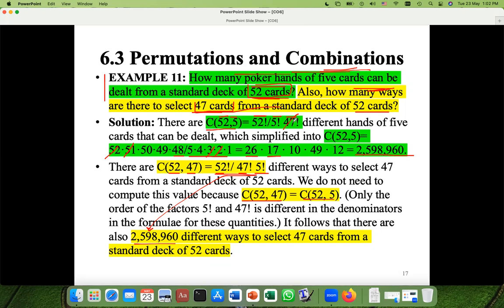Because here 47 factorial is after, 5 factorial is first. There 47 is first, 5 factorial is after. So there is only a minor difference of just locations. Difference of locations in these two terms. So you can write it and then you can say there is no need to calculate. The calculation is already done. Otherwise, you can calculate the same thing again. And then you can say that this is the answer, the total number of ways you can select 47 cards from 52 cards.